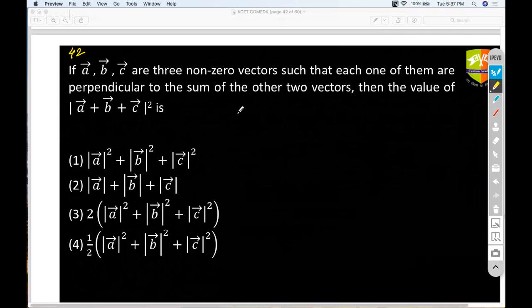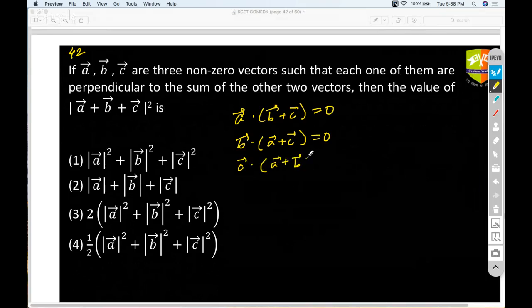Okay, guys, can you see my screen? If each is perpendicular to the sum of the other two, that means this is 0, that means this is 0, and that means this is 0. If you add them, you get 2 times a dot b, b dot c, c dot a to be 0.